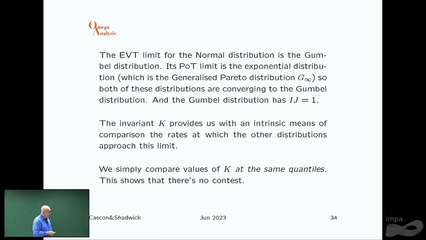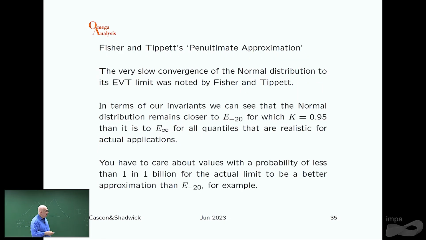They noticed, and they called this the penultimate approximation, that the normal distribution's convergence to the Gumbel distribution was incredibly slow. And this is really quite remarkable, because they must have noticed this through the work of calculators, which at the time they did this meant women with adding machines. Those ladies were called calculators, and they did the calculations. A massive, really unbelievable volume of computation went into these things.